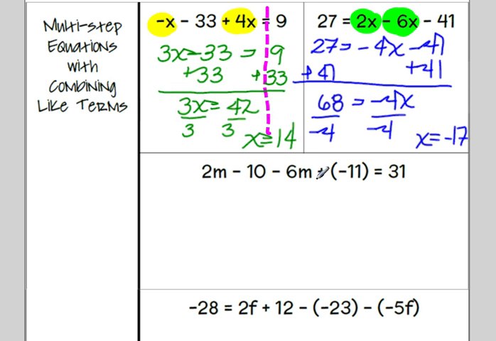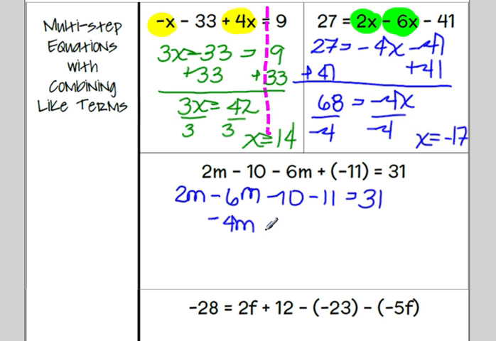Okay, this involves some positive plus negatives or some double signs in there. So when we're working this out, we have 2m and we also have a minus 6m on the same side. So I'm just going to group those together. Minus 10 and plus a negative 11 is the same thing as minus 11. So I'm just going to drop that double sign. So 2m minus 6m is negative 4m. Negative 10 minus 11 is negative 21, or minus 21, equals 31. So we're going to add 21 to both sides.